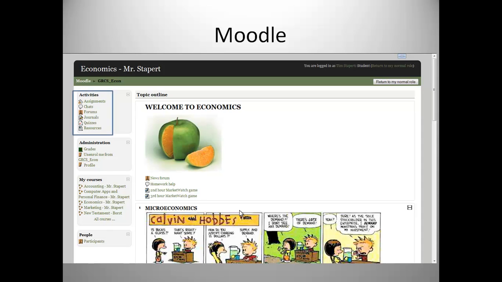Some of the features that I really like about Moodle is that right at the top left, students have immediate access to assignments. I like to put all their assignment information out there, the instructions. They also turn it in on Moodle. They have chats where they can get homework help from their peers and also from me. There are forums where we can discuss current issues in economics, journals if I want a private reflection, and quizzes.